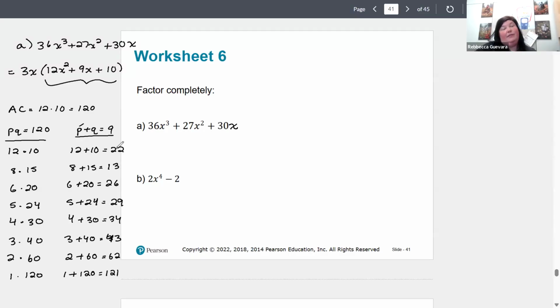12 times 10, well, that doesn't add up to 9. 8 times 15, that doesn't add up to 9. 6 times 20, as you see, these are all the pairs that would give me a positive 120, and they could add to a potential positive number, so a 9. So I didn't look at my negative factors because I only had to look at positive. So what we see here is that this is actually prime. So the only factoring I actually would do is just 3x times 12x squared plus 9x plus 10. So sometimes you might look and you can't actually factor any further.